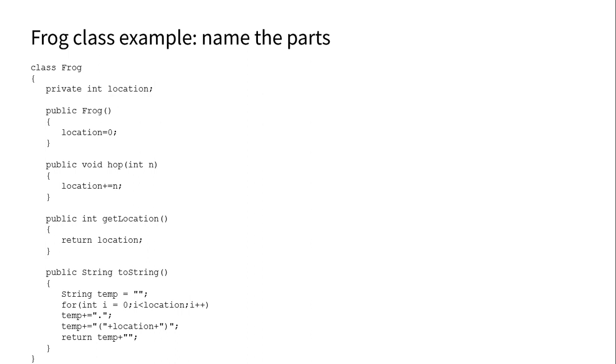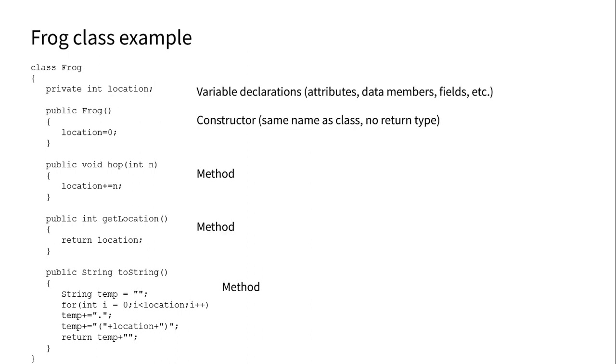I've got three different names for the things that I'm talking about here. The top thing, the private int location, you could call that variable declaration, or you could call it attributes. You could call it data members or data fields. Those are all different terms for the variables the whole class can access.